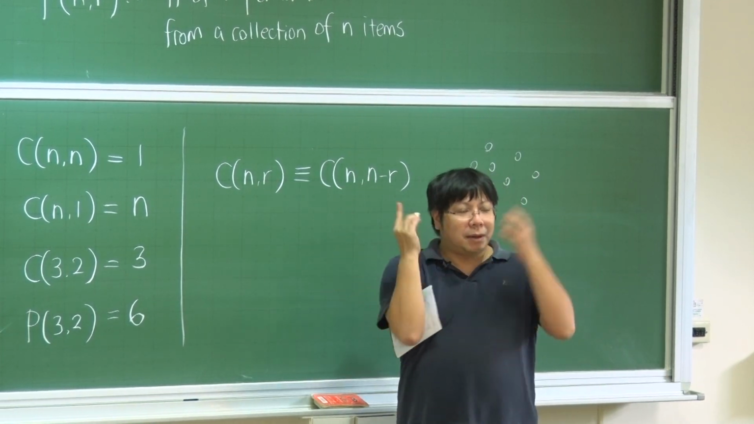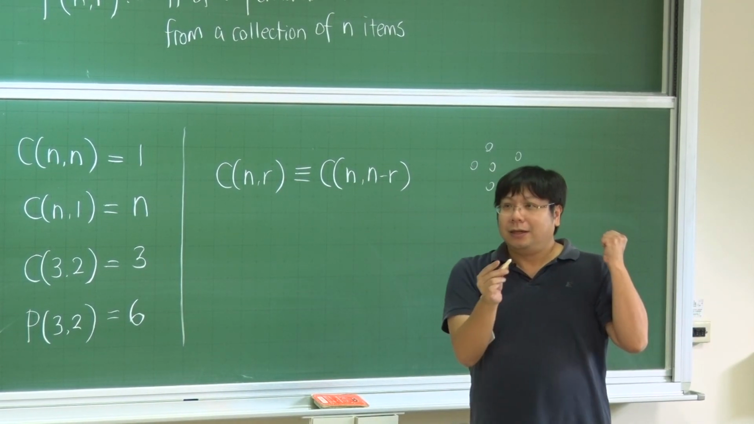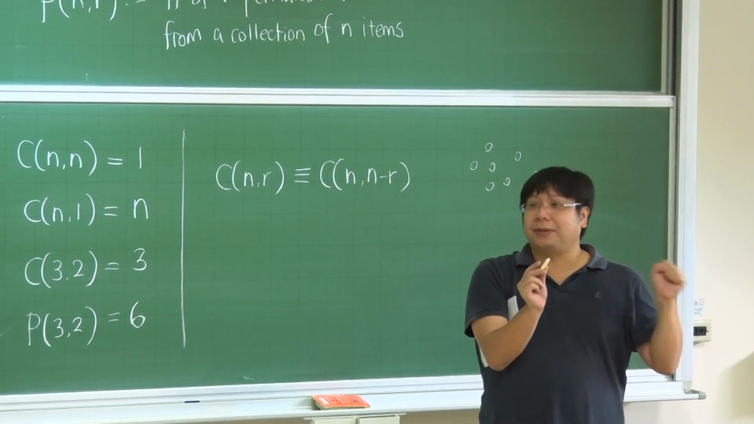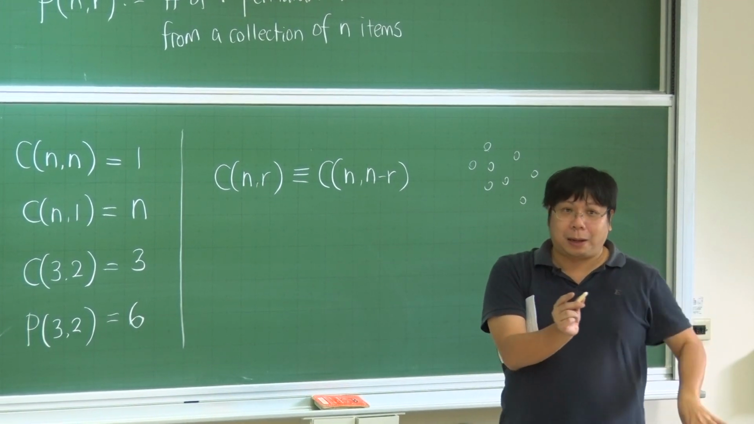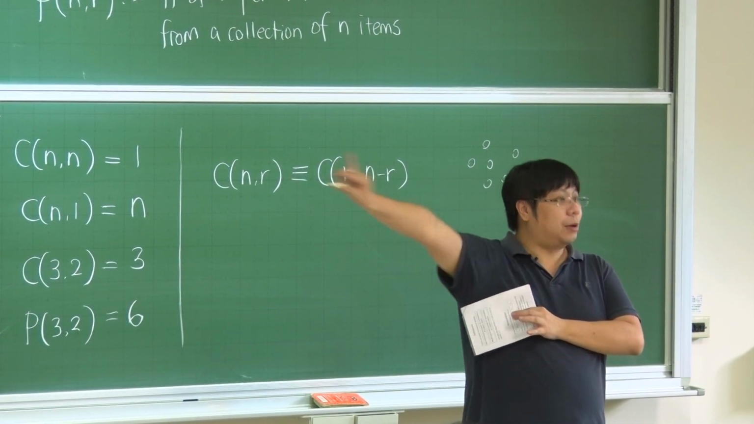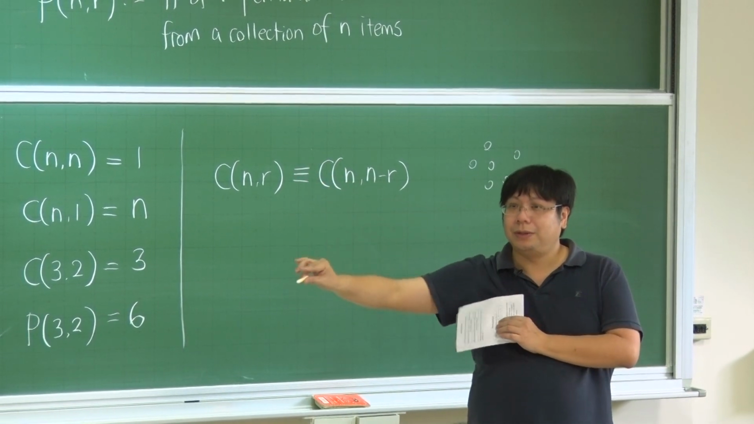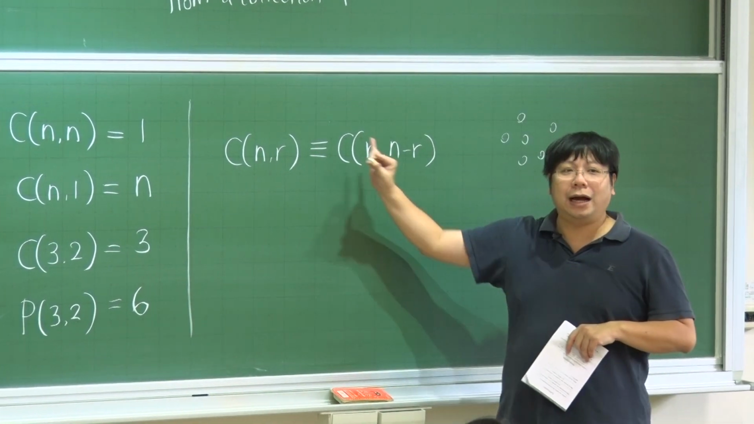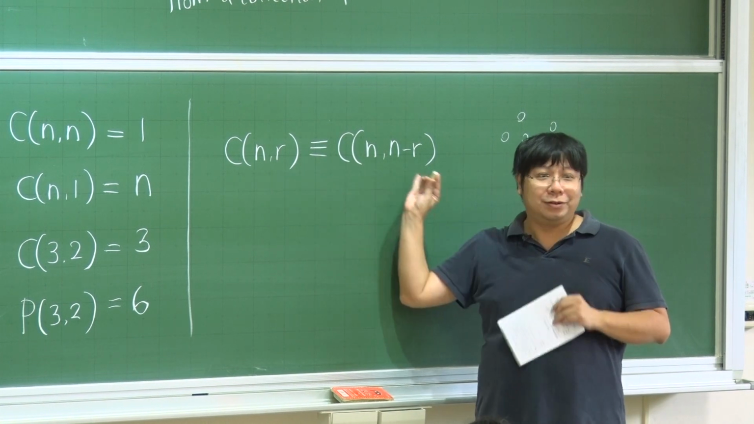Whenever you can come up with a way of selecting r things, you can come up with another way of selecting n minus r things. But they are doing the opposite thing. One is to select to put into my bag, and the other is to select n minus r things to throw away, to leave alone. Is that okay? So that's why these two counts should have the same value.